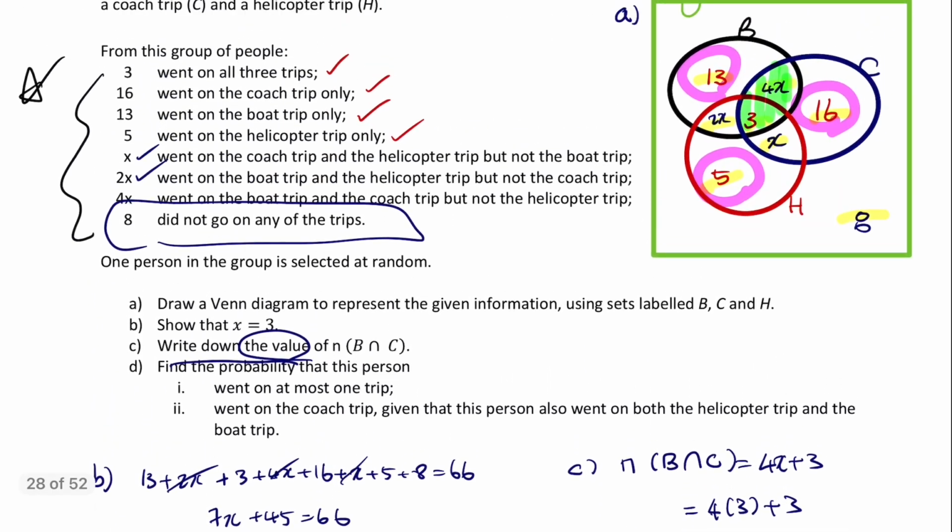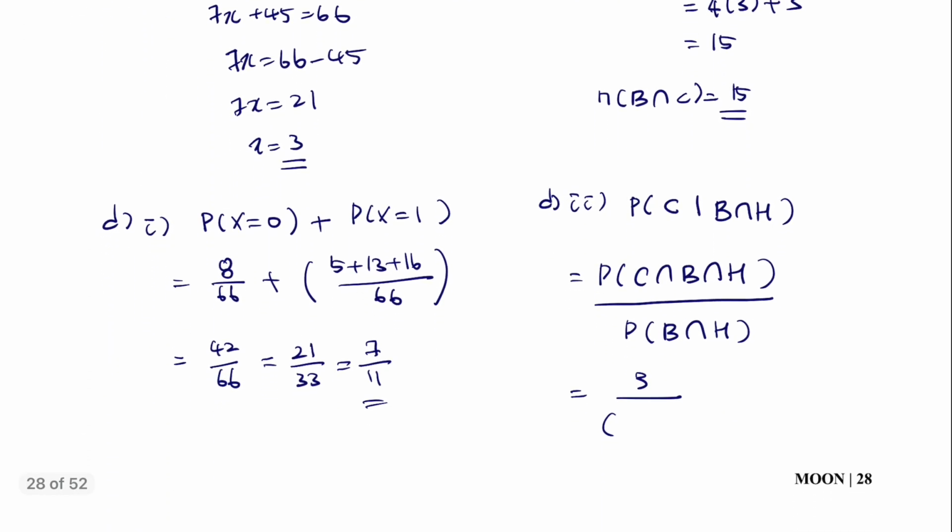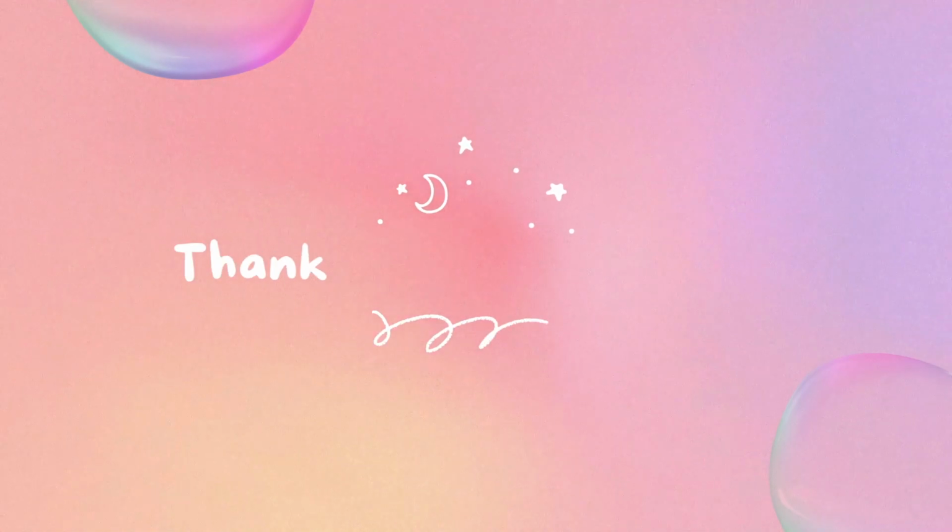B intersecting H is referring to this part here, 2x plus 3. So we have to do 2 times 3 plus 3, right? Because x is 3. Then we can say 3 over 9, which is equal to 1 over 3.